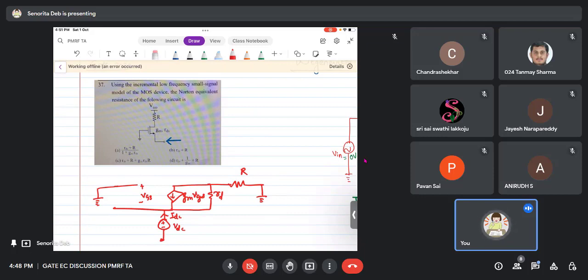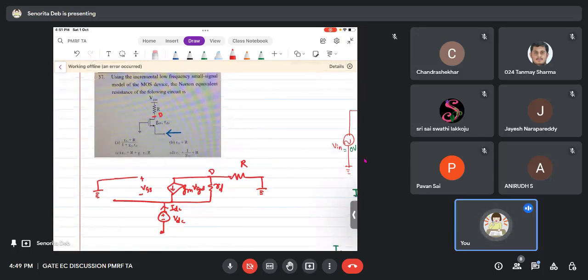So R's one terminal is 0 volts. The other terminal of R is connected to RD because that is the drain. This is the drain, right? And the source of the MOSFET is open. So I have kept it open, and I have put VDC because I now need to find Rout there. They have asked for Norton equivalent resistance. Norton equivalent resistance is the same thing as Thevenin equivalent resistance.